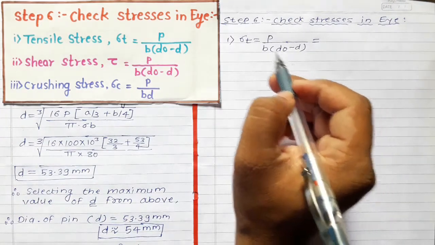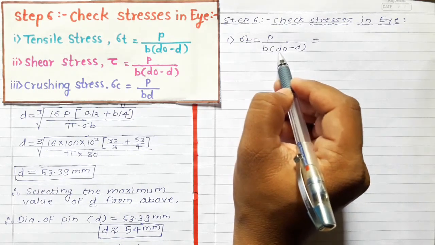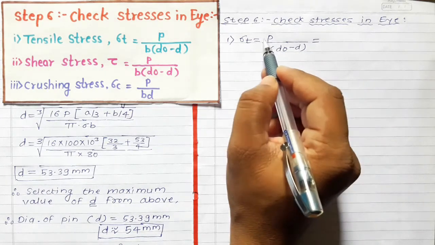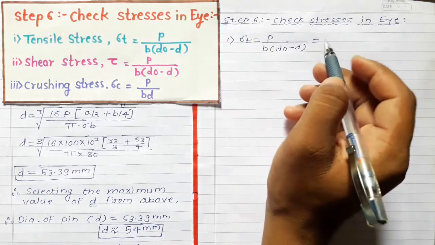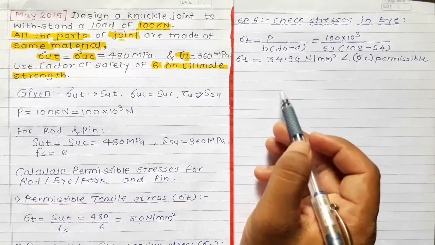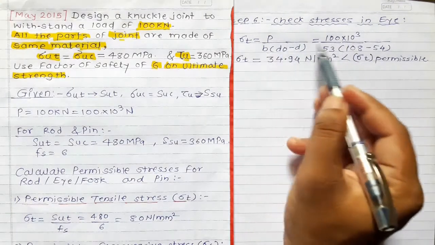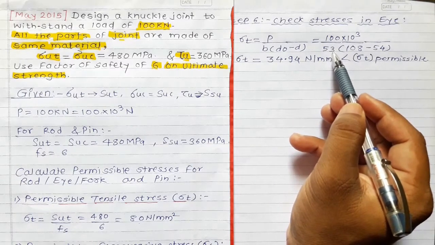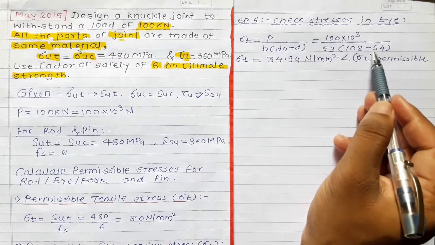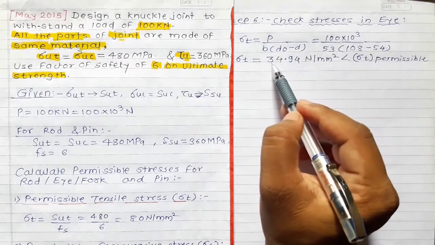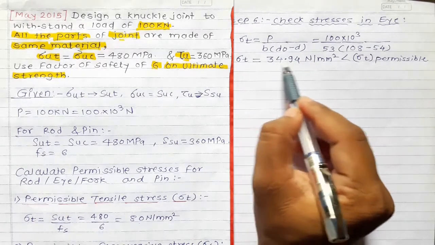So the equation of tensile stress in the eye is P upon B into (d0 minus d). Now let us put the values of P, B, d0 and d, which we have already calculated. The value of P here is 100 into 10 raised to 3 Newton. The value of B is 53 mm. The value of d0 is 108 and the value of small d is 54. Now if you calculate this, you will get the answer of 34.94 Newton per mm square, and this is the value of induced tensile stress.